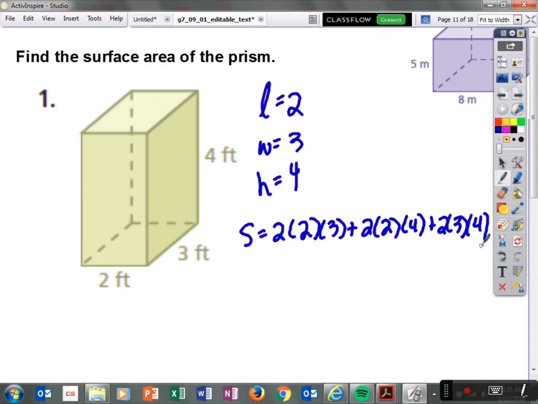No minus. 2 times 2 is 4 times 3 is 12. 2 times 2 is 4 times 4 is 16. 2 times 3 is 6. 6 times 4 is 24. 24 and 16 make 40. And 12 and 40 make 52.